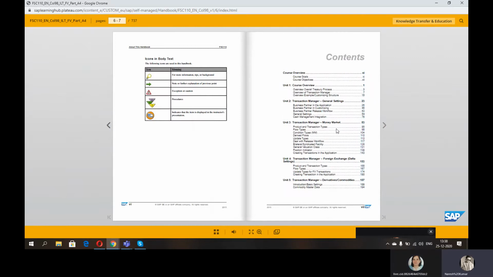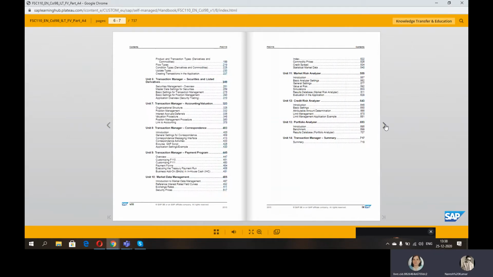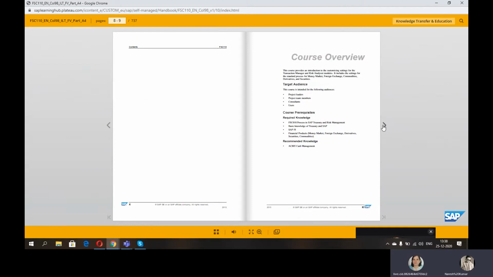Say, for example, money market, forex exchange, derivatives, commodities. Okay, and we do have securities and listed derivatives, accounting or valuation, correspondence, payment program. Okay, market data management, market risk analyzer, credit risk analyzer, portfolio analyzer. Overall, let us go and see how the functionality of TRM will be working.